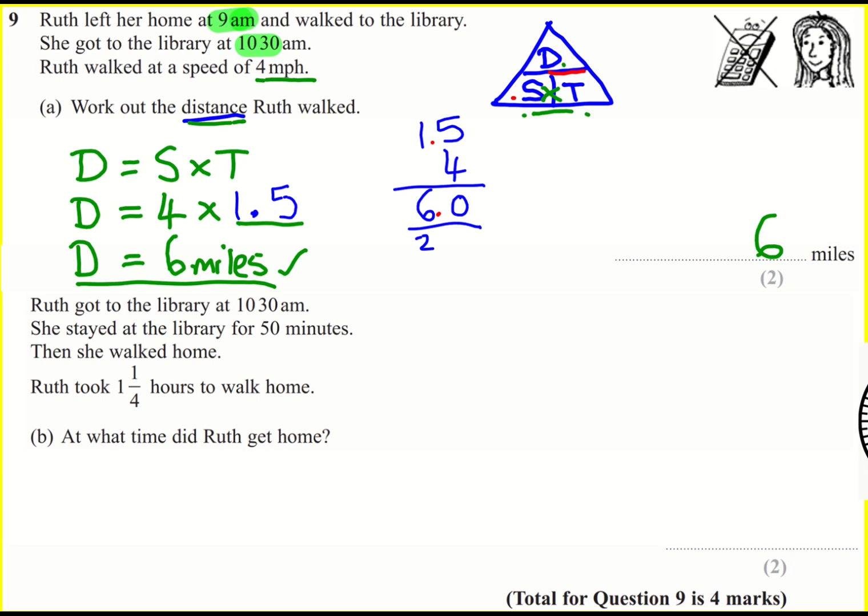Ruth got to the library at 10:30 a.m. I'm on to this part of the question now. She stayed at the library for 50 minutes. She then walked home. She took 1.25 hours to walk home. At what time did Ruth get home? Okay, so she got to the library at 10:30.